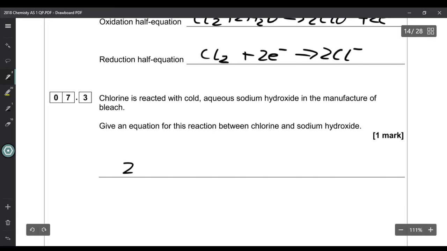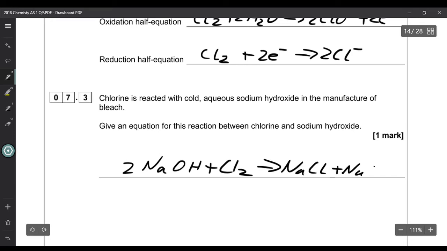So it's just 2NaOH plus Cl2, and that goes to NaCl plus NaClO plus 2H2O.